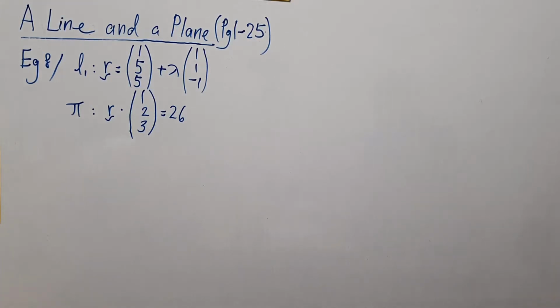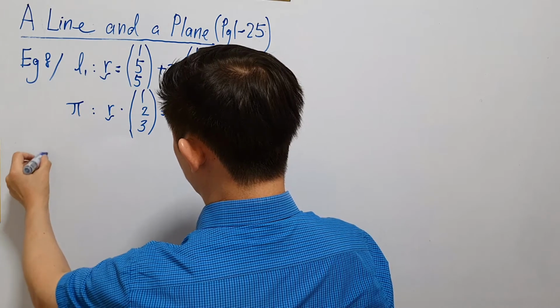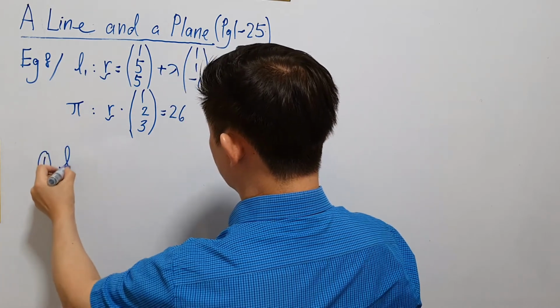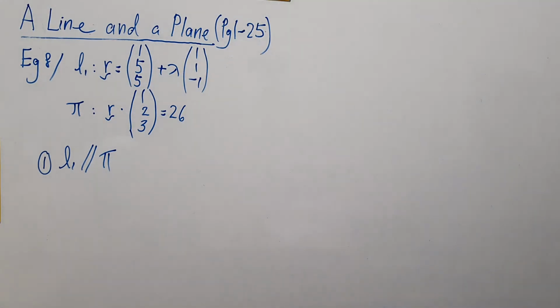In example 8 on page 125, we are given a line and a plane. So the first thing that will cross your mind is, what is the relationship between this line and this plane? Between line and plane, I would like to suggest to you that the first thing that you always do is to check whether or not the line is parallel to the plane. Do you think that this line is parallel to the plane?